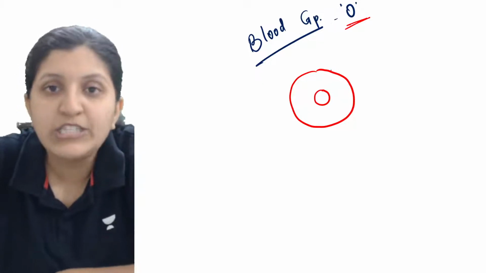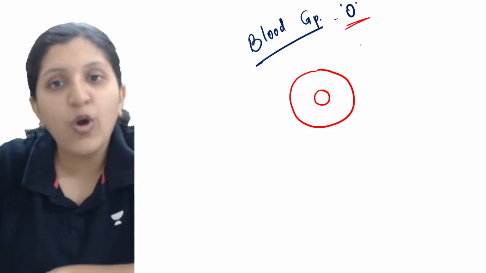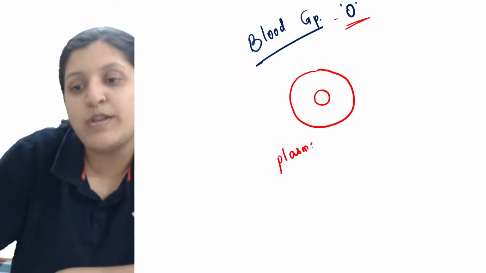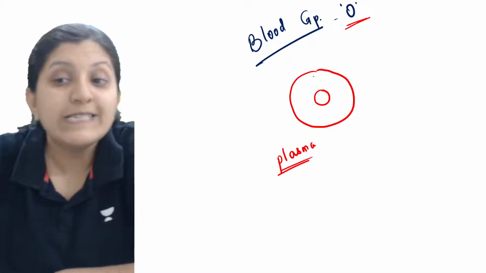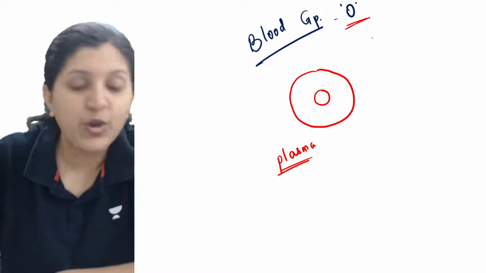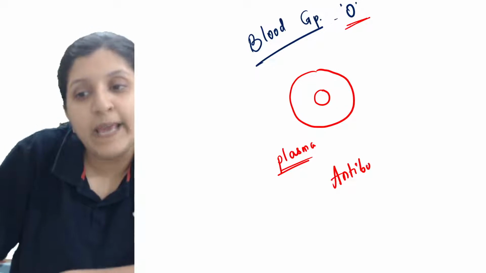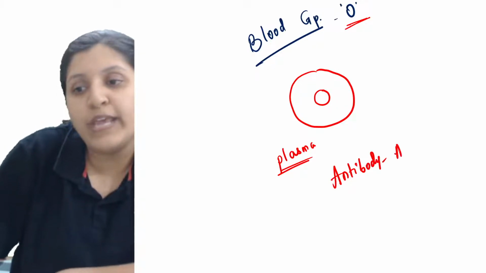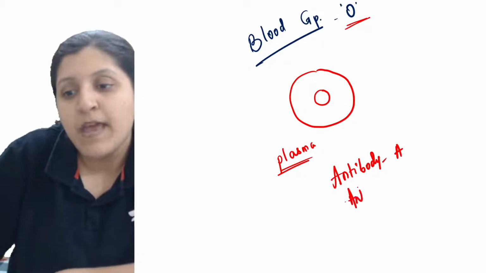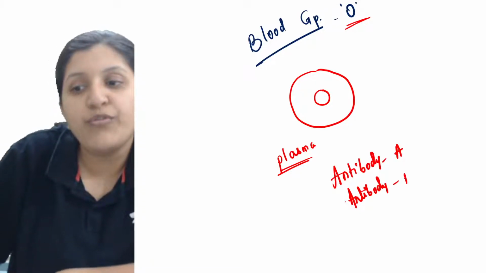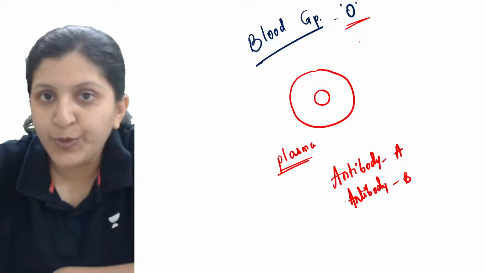So no antigens are there. So there is neither A nor B. So in the plasma, what do you find? Since both the antigens are not there, you can find antibody A as well as antibody B. So you can find both types of antibodies in blood group O, okay.